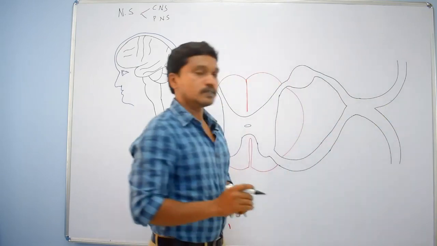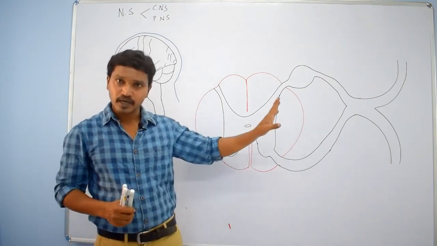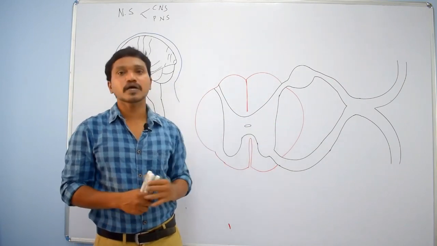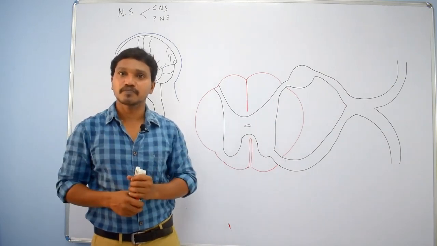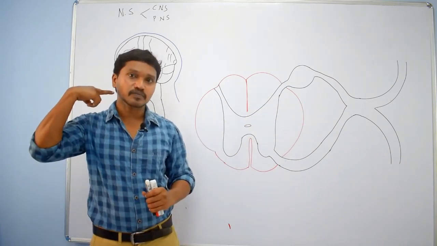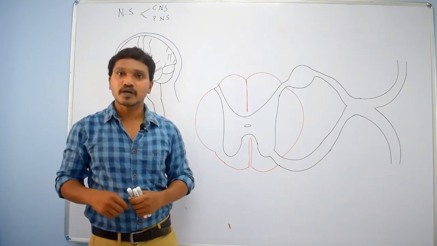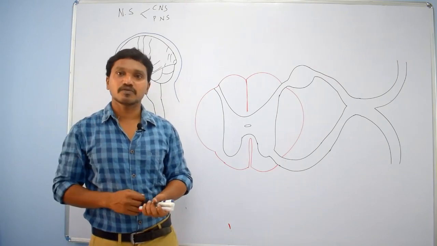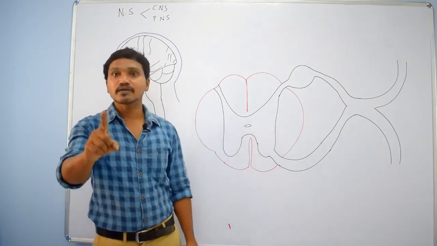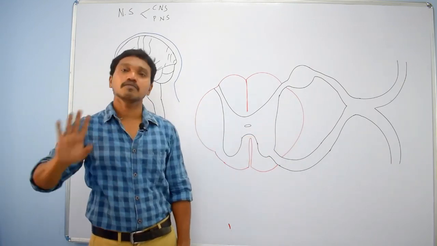Of course, you must be aware of it. The posterior primary rami will supply the posterior part of the body. The anterior primary rami will supply the anterior part of the body. But in the cervical, lumbar and sacral regions, there will be formation of plexus by the anterior primary rami only. So the posterior primary rami will not form any plexus.